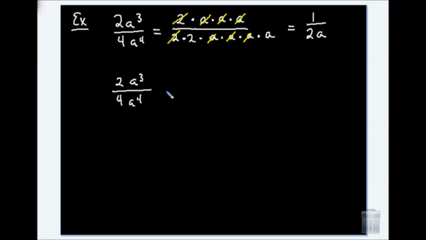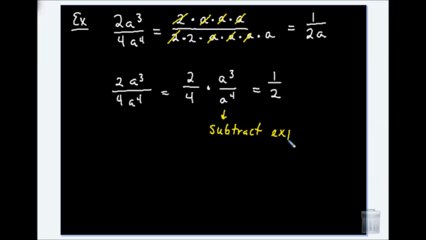Okay, the other way I can look at it is I can look at the 2/4, and then I can look at the a's. 2/4 is going to reduce to 1/2 because I can divide them both by 2. When you have division, you subtract the exponents, and whatever side the larger exponent was on is the side that your answer goes on.